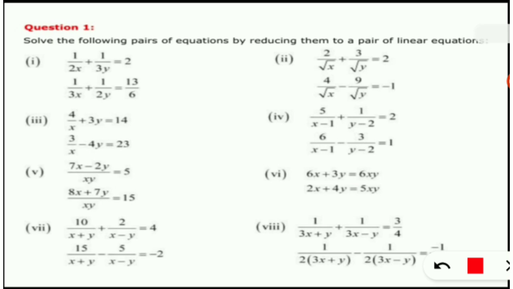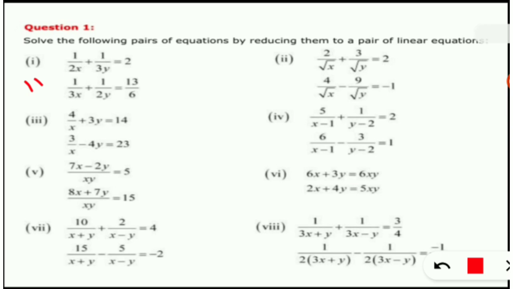So question number 1: solve the following pairs of equations by reducing them to a pair of linear equations. First one is 1 by twice x plus 1 by thrice y equals 2, and second one is 1 by thrice x plus 1 by twice y equals 13 by 6. So this is the same as the example problem.